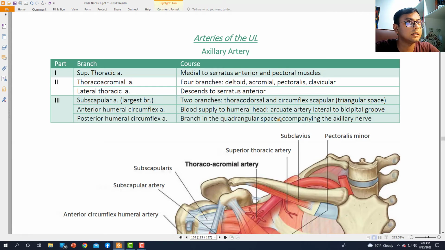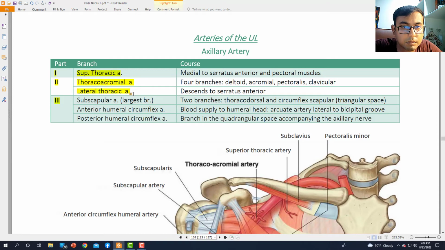Now, I already said that the axillary artery has three important parts: first part, second part, and third part. The first part has a single artery, the superior thoracic artery. Another one is the thoracoacromial artery, which also gives supply to the breast. And the lateral thoracic artery also supplies the breast.